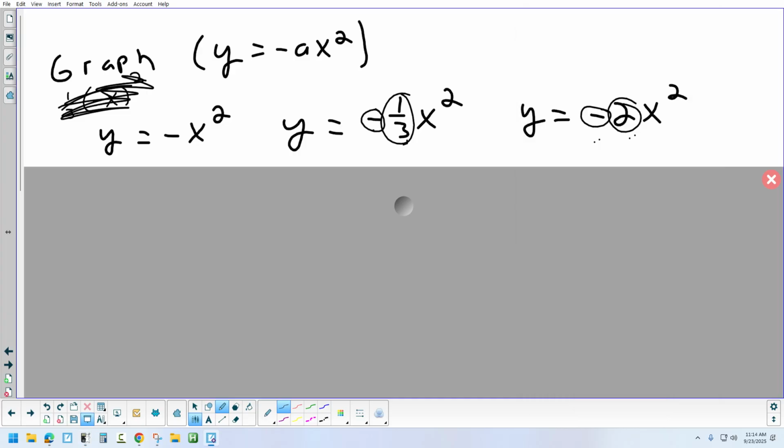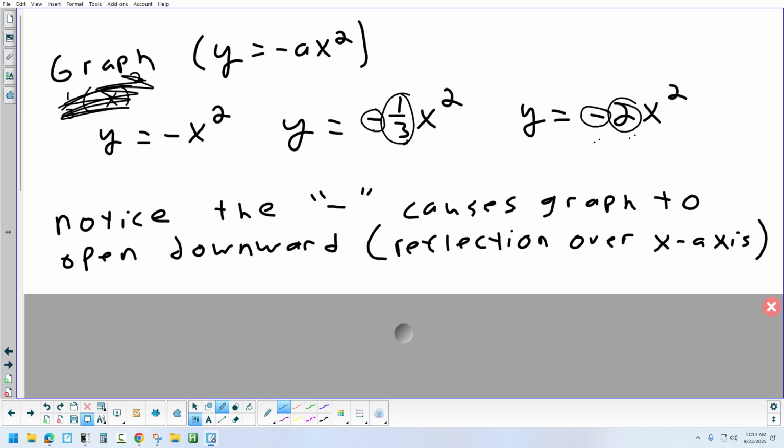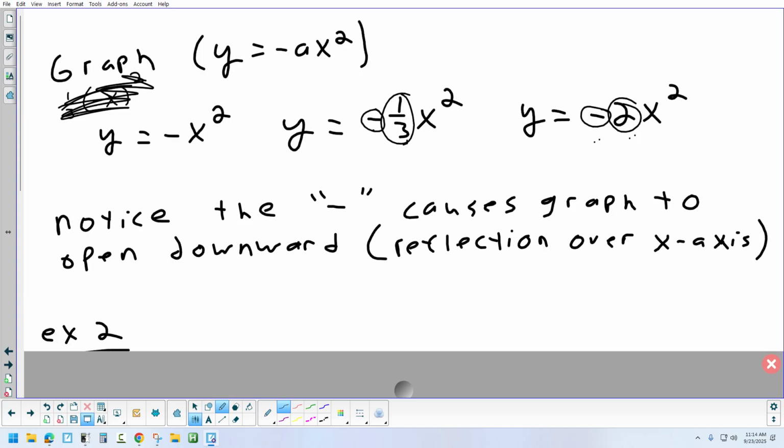So that negative causes reflections over the x-axis. When you describe that, you can say reflect over the x-axis, or flip over the x-axis. You can also call it a vertical reflection. That's the same thing. If you had a shape like that, and it ends up like that, you flipped it up to down. That's a vertical reflection. If you flip left to right, that's a horizontal reflection.